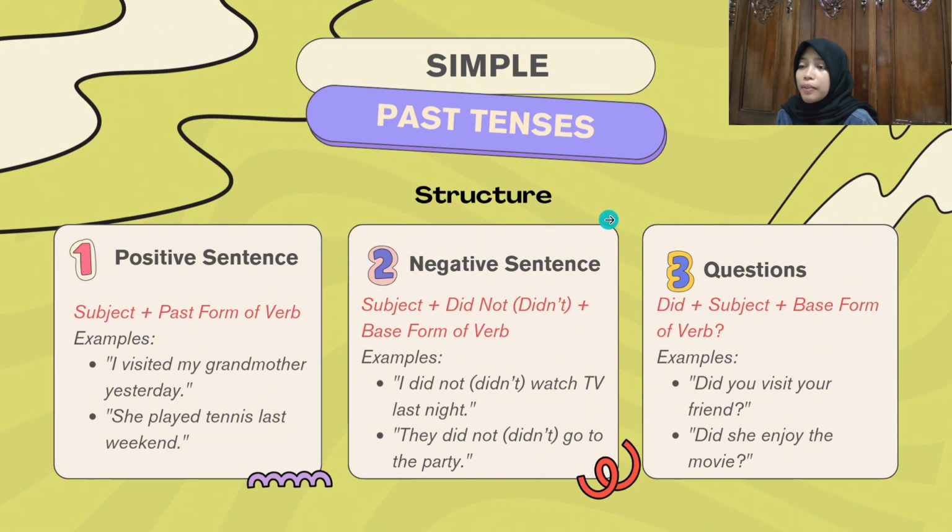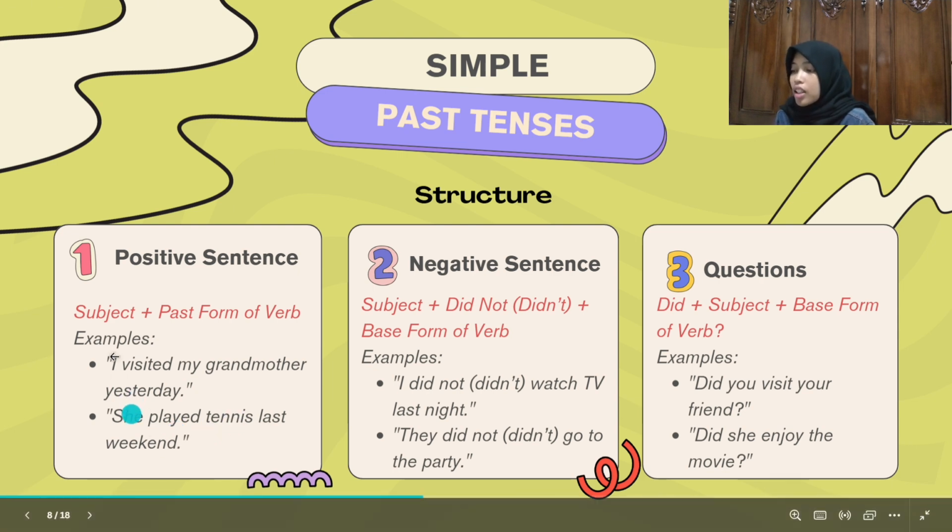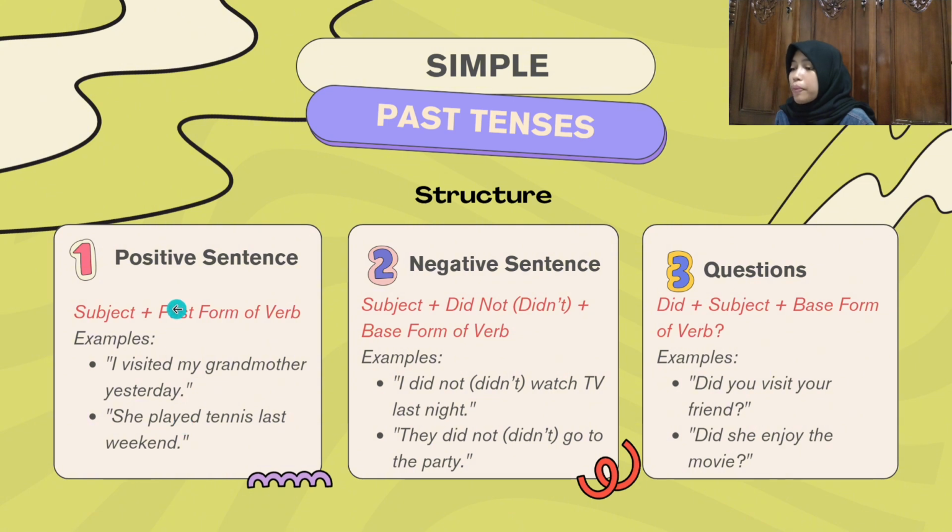Okay, in simple past tense, we have structure too. For positive sentences, we can use subject plus past form of verb. Examples: I visited my grandmother's yesterday. I is the subject, and the past form of the verb is visited. And then she played tennis last weekend. She is the subject and played is the past form of the verb.